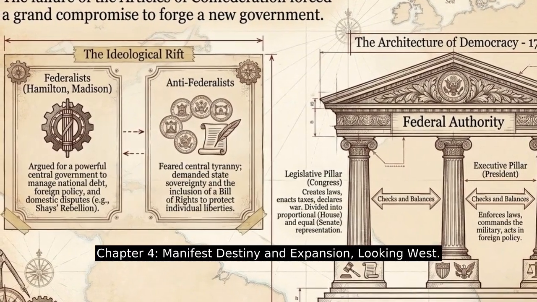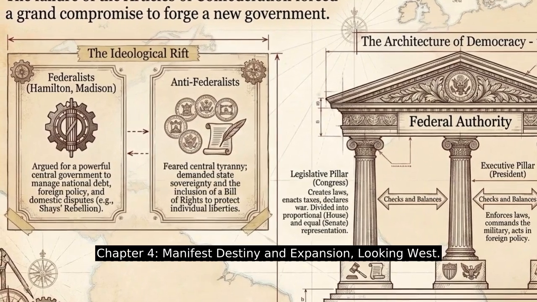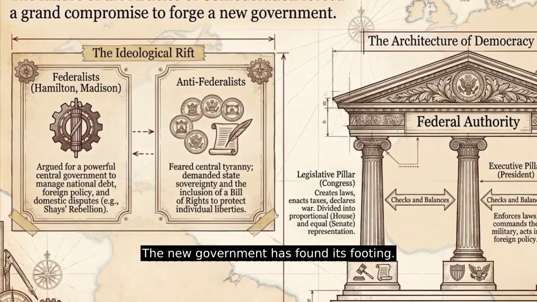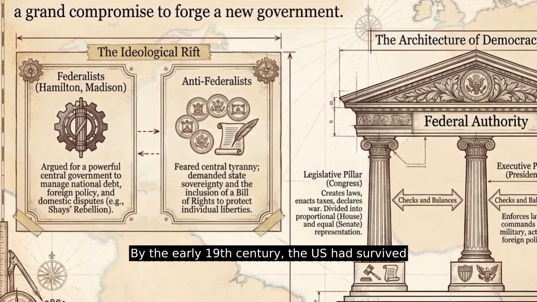Chapter 4. Manifest Destiny and Expansion, Looking West. So the new government has found its footing. By the early 19th century, the U.S.